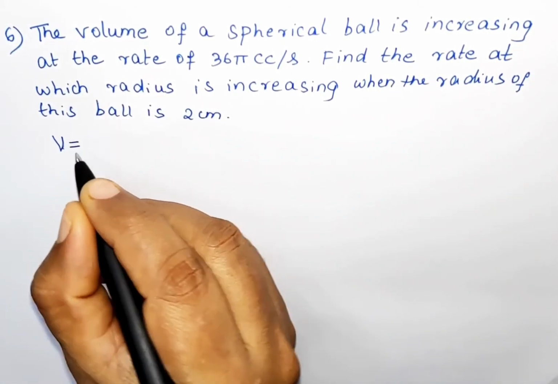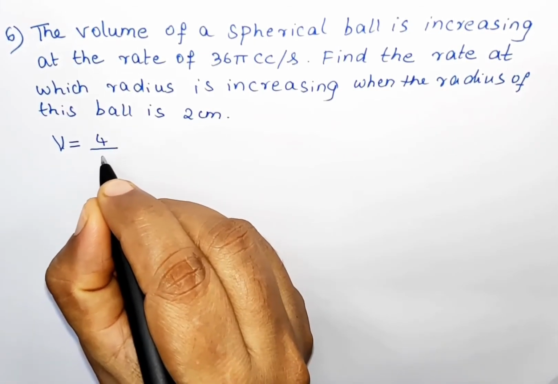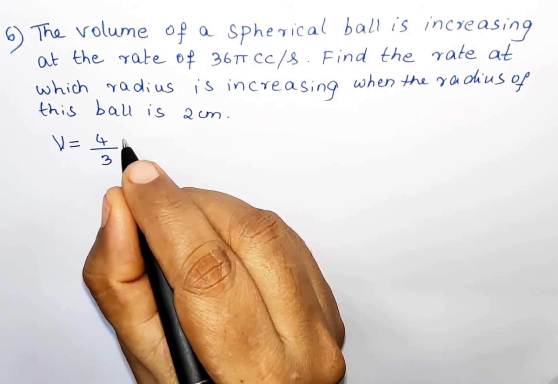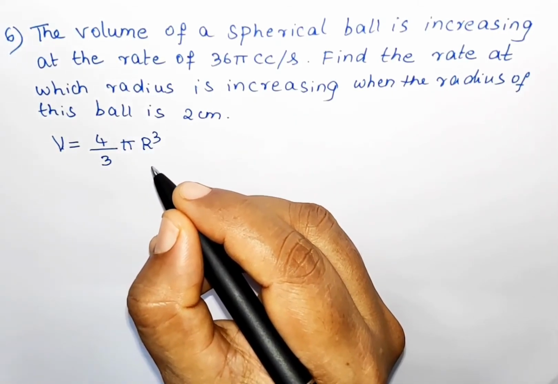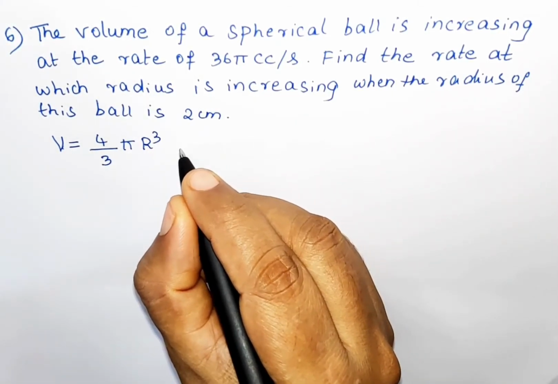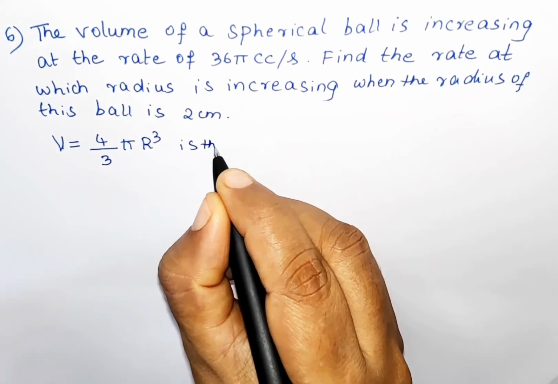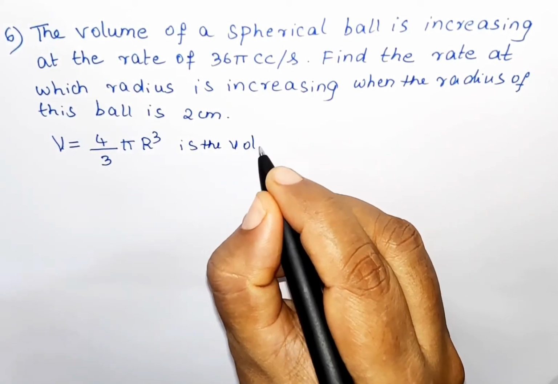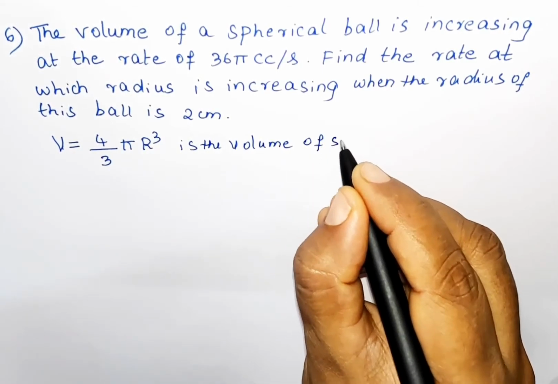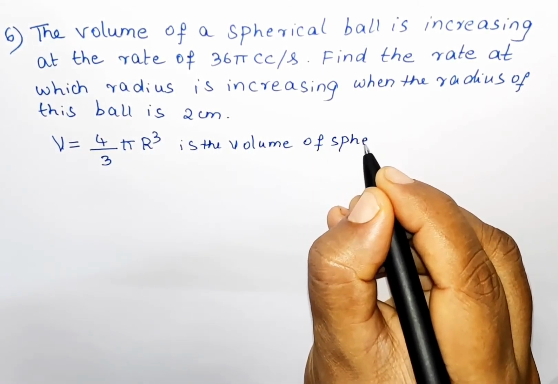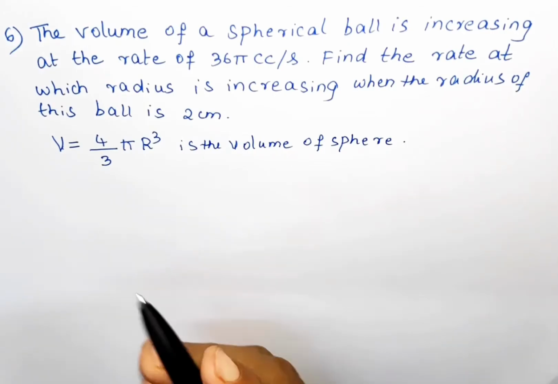So we know that since the ball is of spherical shape, the volume of the sphere is V is equal to 4 by 3 pi r cube. Now we have to differentiate this equation. V is equal to 4 by 3 pi r cube. This is the volume of the sphere. We have to differentiate this.